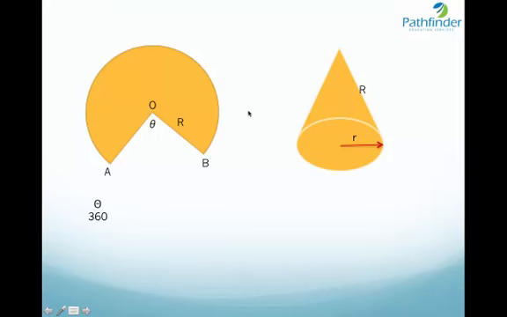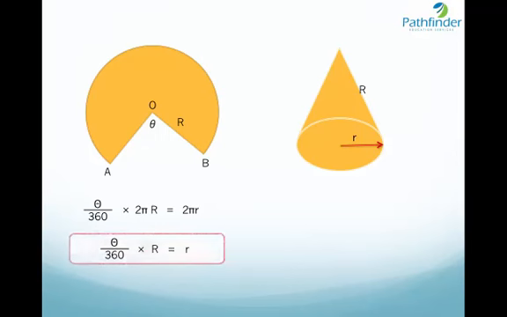So how do you generate an equivalence between the sector and the cone? Because the sector is of angle theta, theta by 360 into 2 pi R, that is the length of arc of this sector, must be equal to the perimeter of the base circle of the cone. So this is equal to 2 pi r, where small r is the radius of base of cone and capital R is the radius of the sector. On simplifying this, we will get theta by 360 into R is equal to small r. So that is one relation which we could remember.